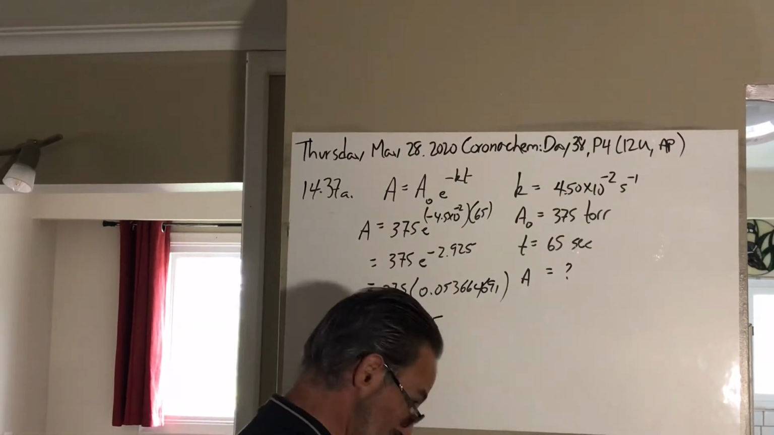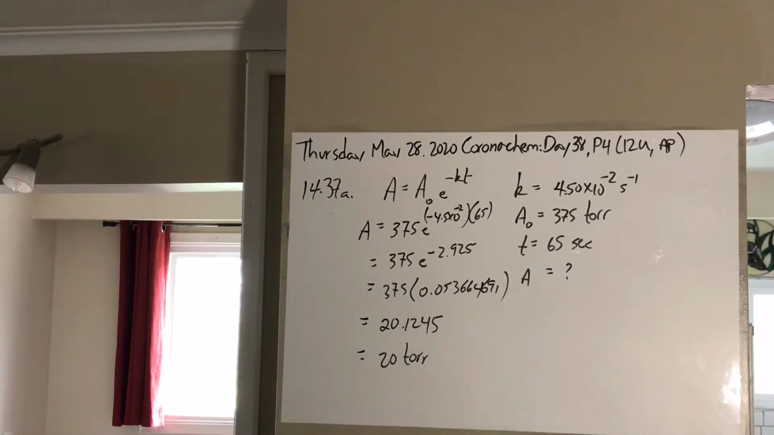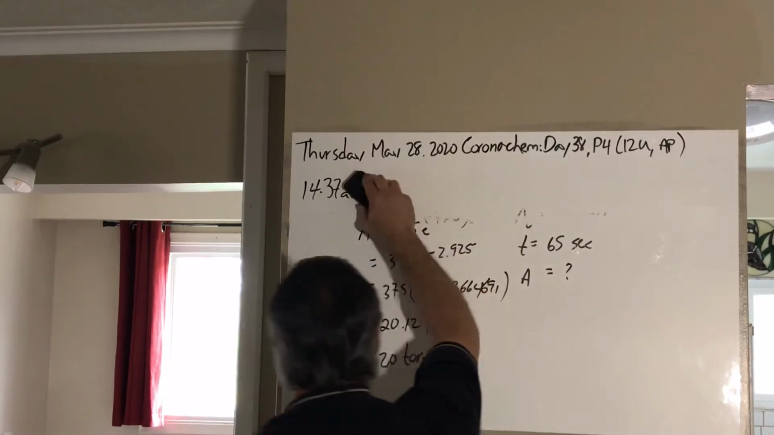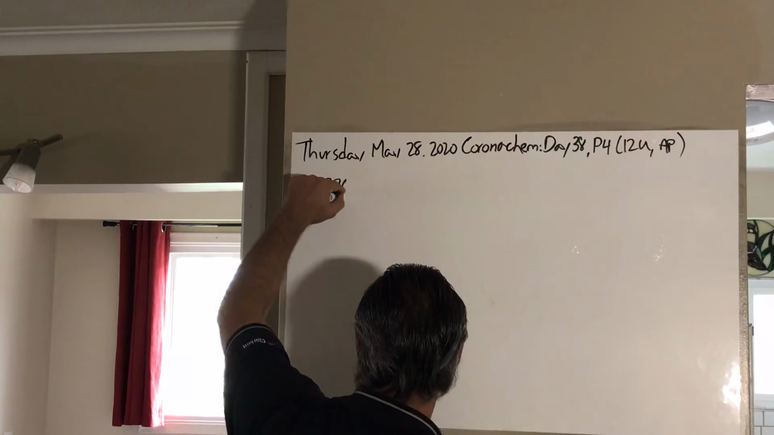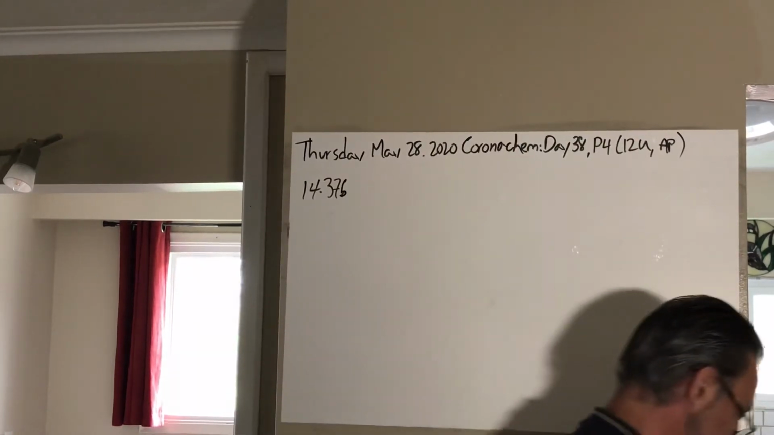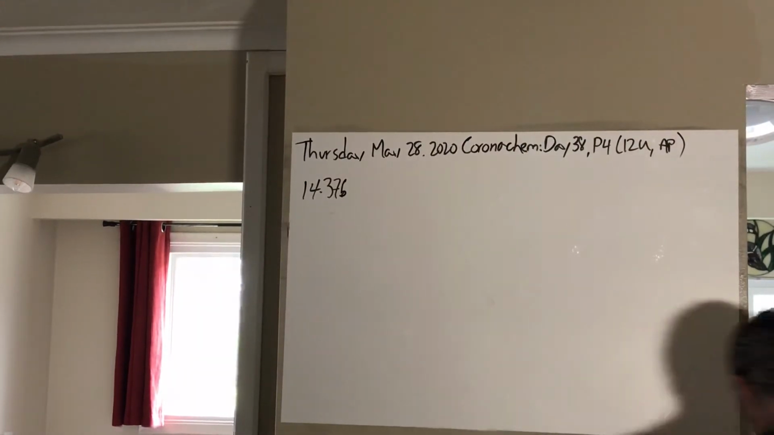And the next part of the question asks, at what time will the pressure of sulfuryl chloride decline to 1/10 its initial value? So we're going to do part B now. 1/10 of the initial value of 375, we put it at 37.5.